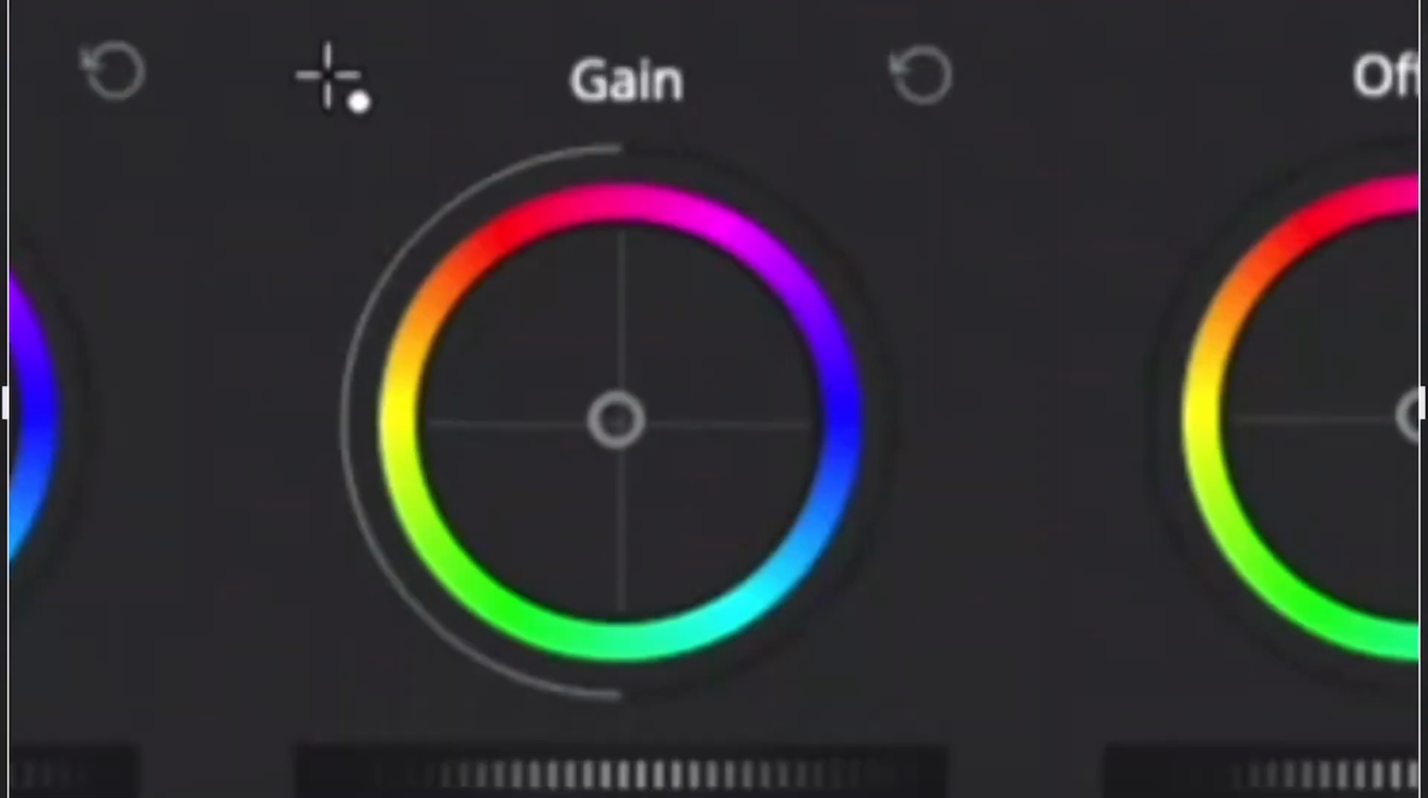And today we're going to be asking a very important question, which is where is the yellow curve in Resolve? Why don't we have a yellow curve? And in the process of answering that question, we will understand color theory. Let's start by taking a look at the color wheel in Resolve.